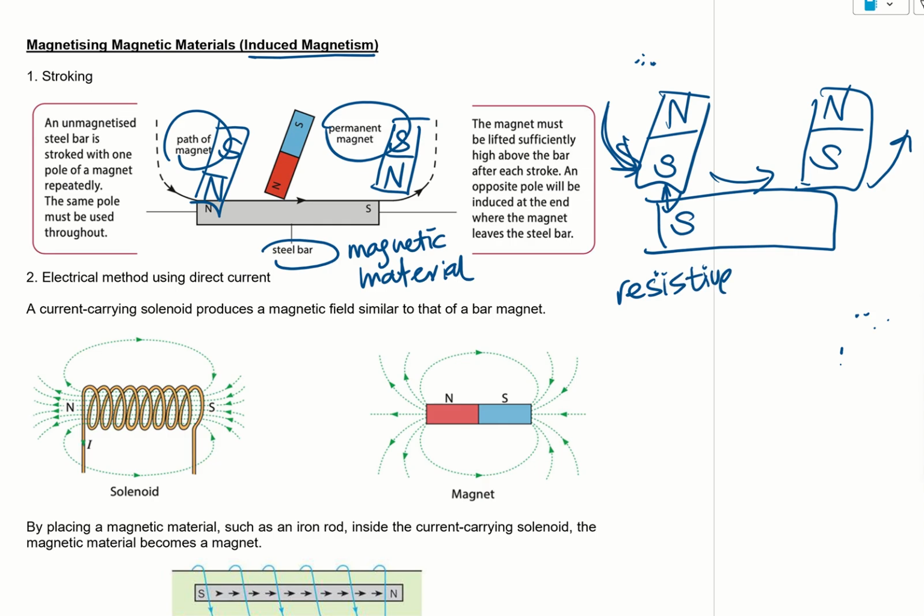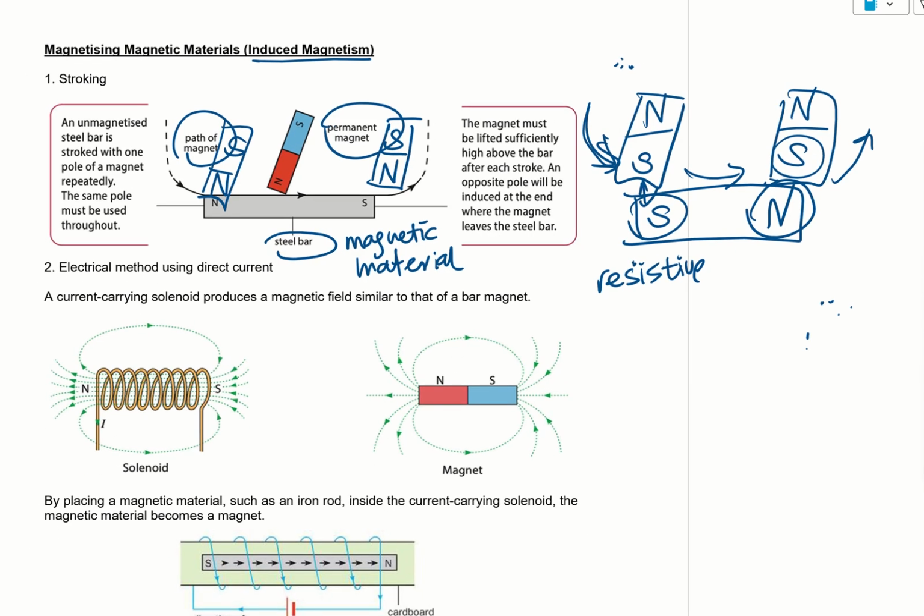And when I'm leaving, this end becomes an induced north pole. Why? Again, I'm trying to stop the south from leaving. So the south is coming in, I resist it. The south is leaving, I also resist it by attracting it. I do this many times. So in the end, this part will gradually become a stronger south, and this will be a stronger north, right?